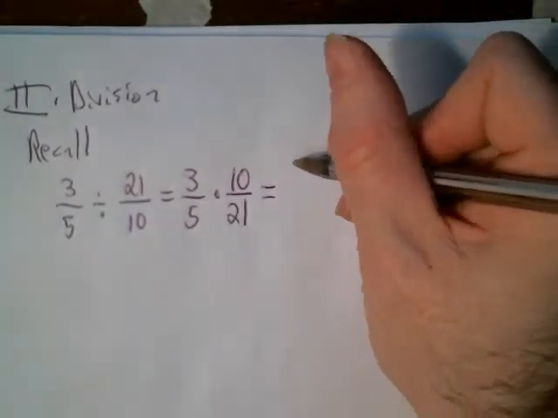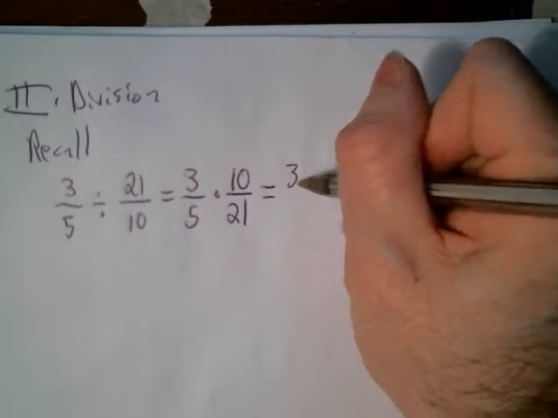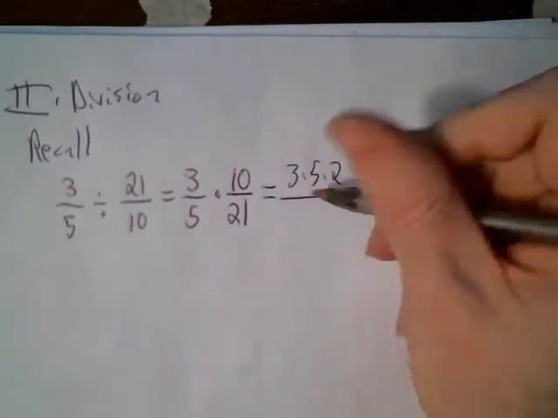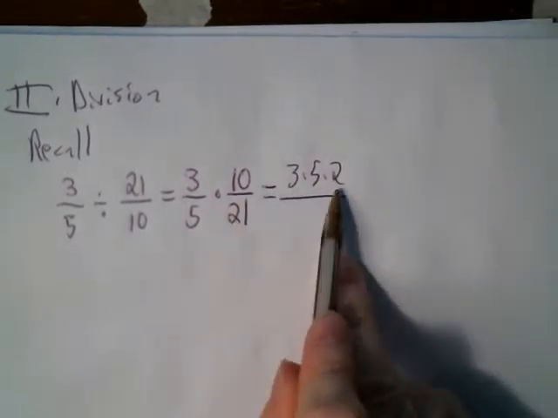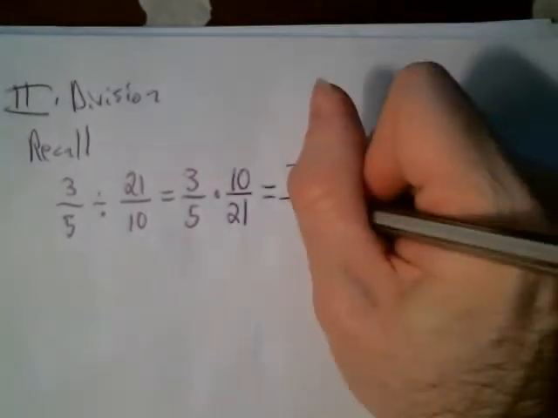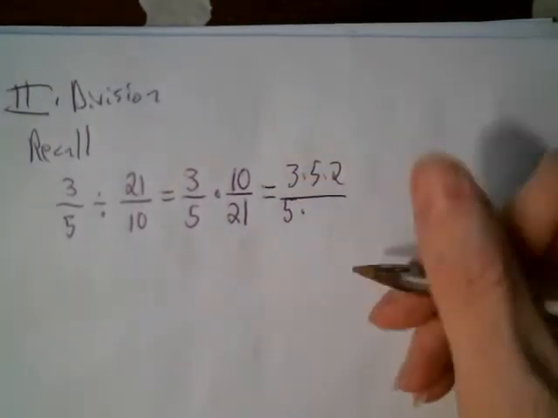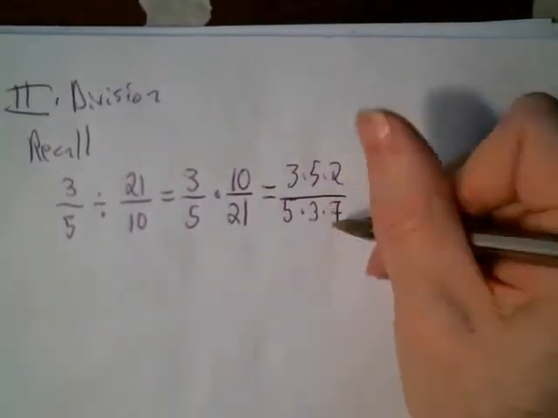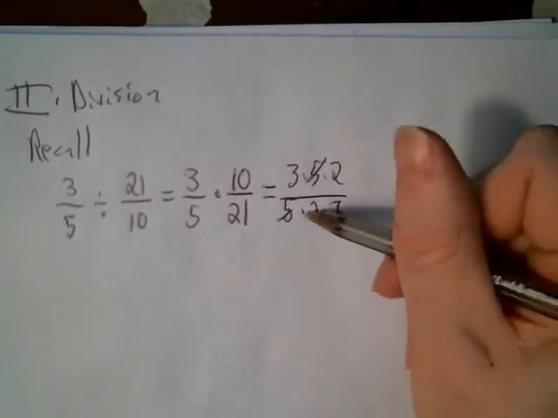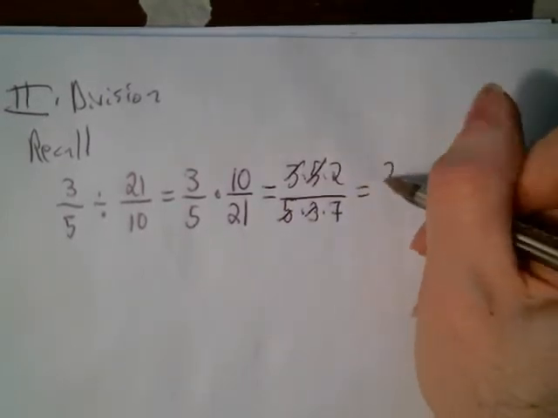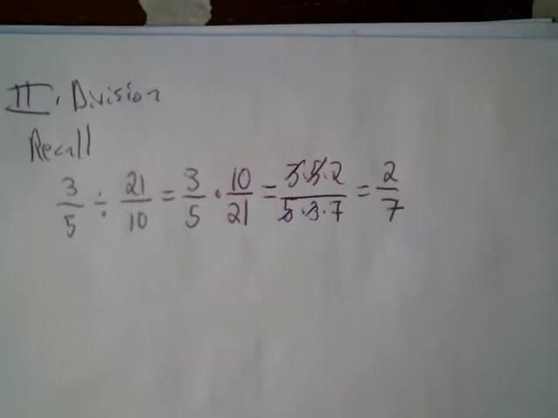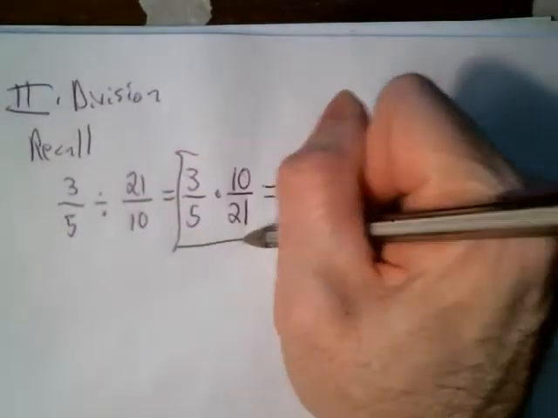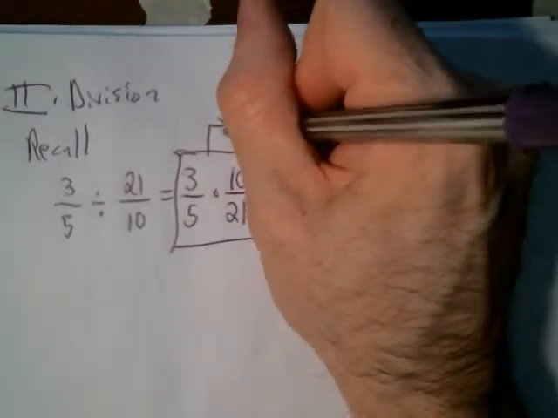We can simplify a bit. 3 times 5 times 2, just factoring the 10 and the 5 times 2. Here I have 5 times 21 is 3 times 7. And then we could clearly see the things to remove, and we're left with 2 over 7. Okay, so it's the same deal, except you just have this one extra step, you know, bummer.